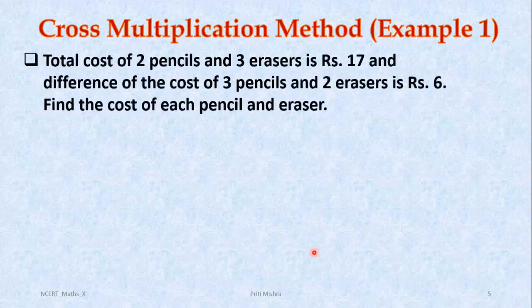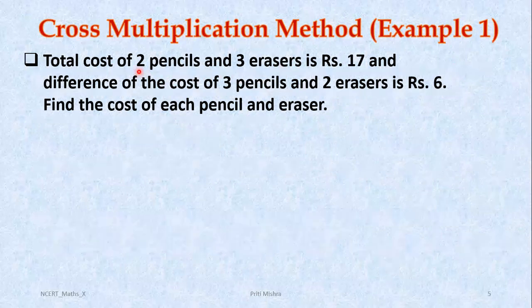So first question is, total cost of 2 pencils and 3 erasers is rupees 17 and difference of the cost of 3 pencils and 2 erasers is rupees 6. Find the cost of each pencil and eraser. So suppose the cost of one pencil is x rupees and cost of one eraser is y rupees.